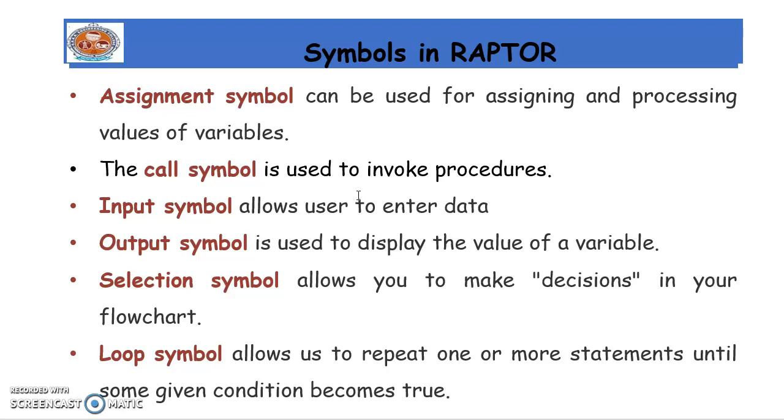Third one is input symbol. So this symbol allows the users to enter data. If a user wants to enter some data, then we need to use input symbol. The output symbol is used to display the value of variables. By using output symbol, we can display the values of variables onto the screen. And the next symbol is selection symbol. The selection symbol allows you to make decisions in your flowchart.